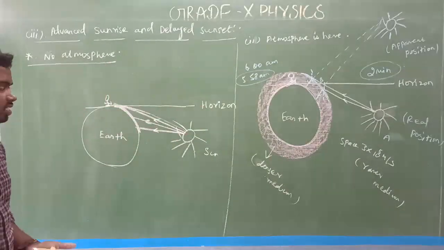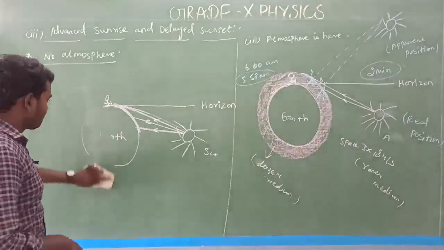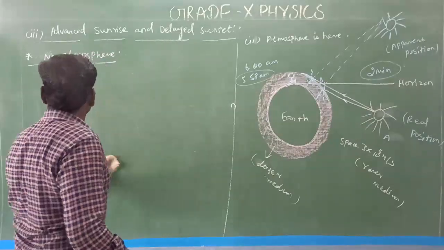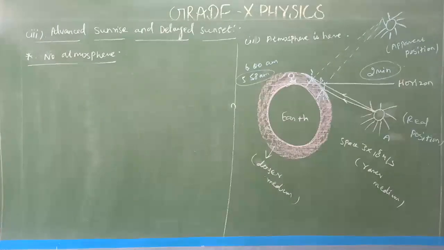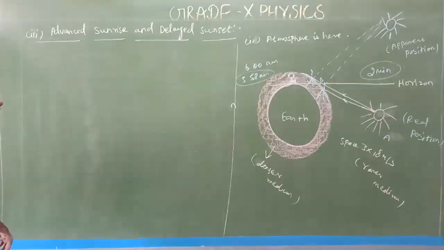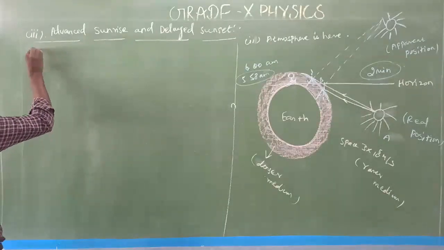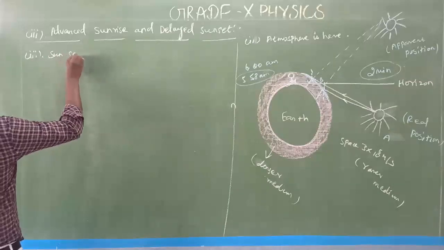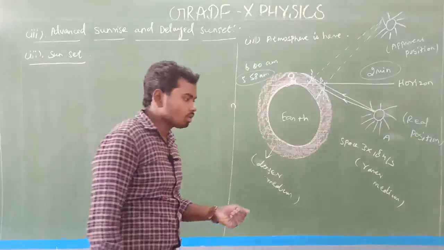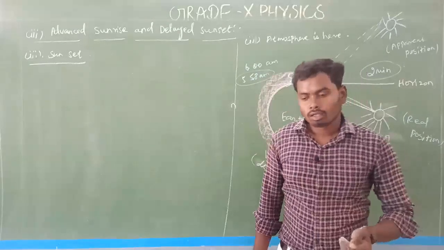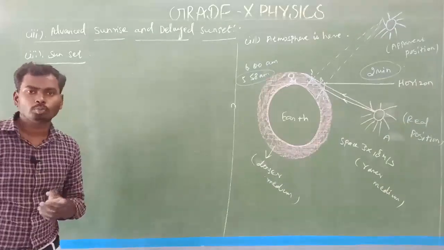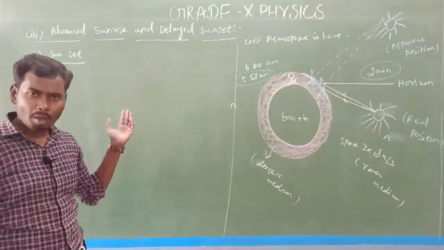What about the sunset? The same phenomenon happens here. Look at here. The third one is the sunset. We can see the sunset even after 2 minutes, which means it is delayed by 2 minutes. The same phenomenon happens here.